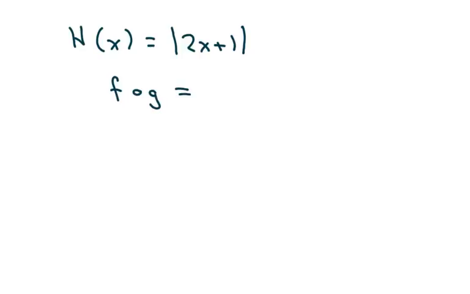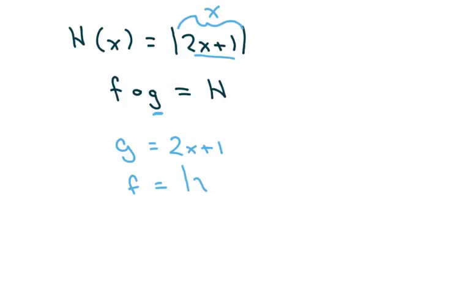We have h of x equals absolute value of 2x plus 1. We need to find f of g to equal h. So the inner function is here, and that's your g. So g is going to be 2x plus 1. Your f is this whole thing. So that would be f is absolute value of x.